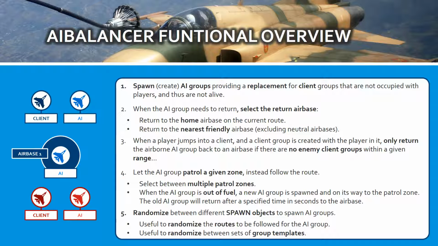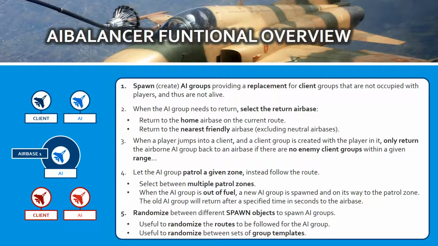Let's go to the AI Balancer detailed functional overview. So, as we already said, spawning. It will spawn AI groups providing replacement for client groups that are not occupied with players and thus are not alive. The second one is when an AI group needs to return, meaning when a player is joining a client slot, then that AI will return to an airbase.